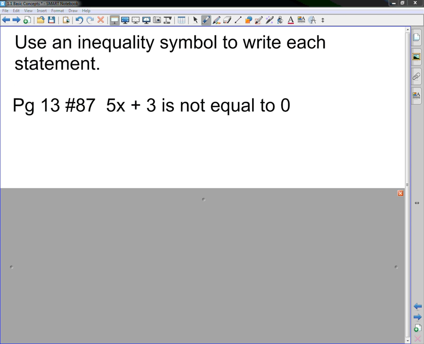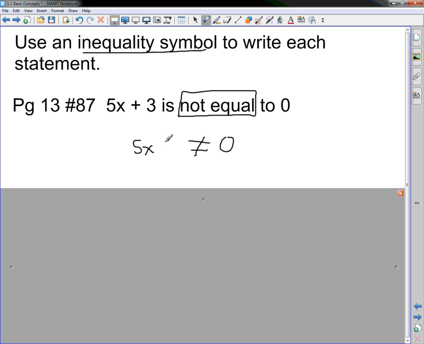Now let's look at some examples from the book where we're taking a statement and we want to turn it into an inequality symbol. So we want to look at this not equal to. So that is our symbol that we had on the previous page. So now all we want to do is plug in the 0 and plug in the 5x plus 3. So 5x plus 3 is not equal to 0.